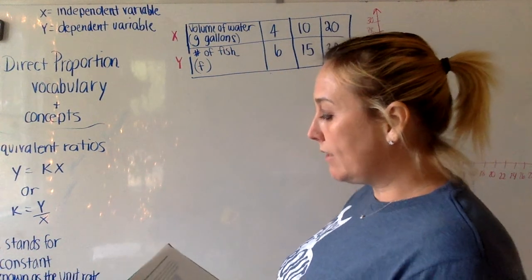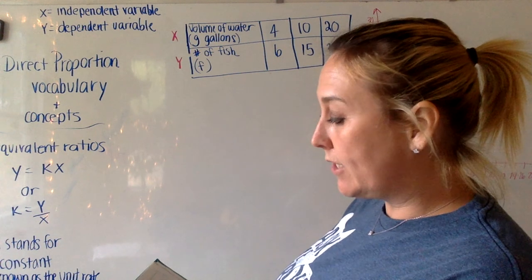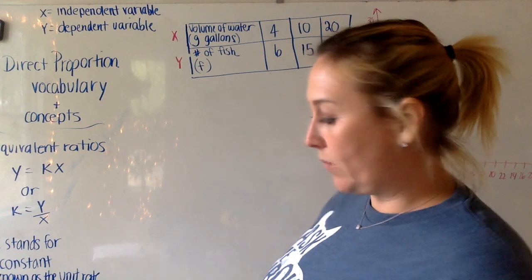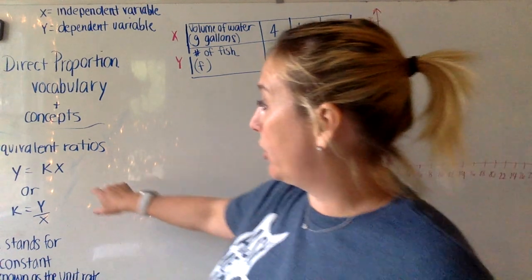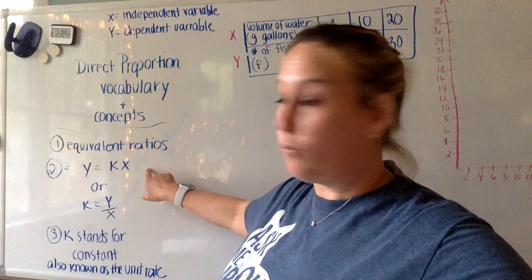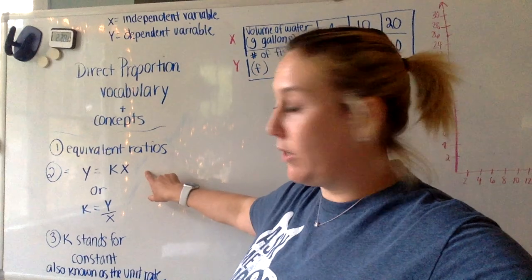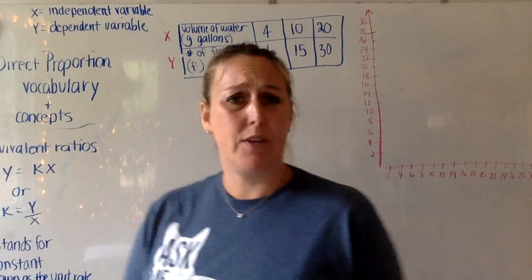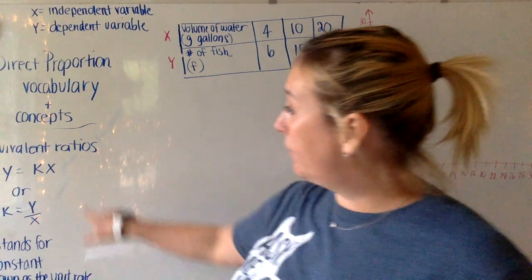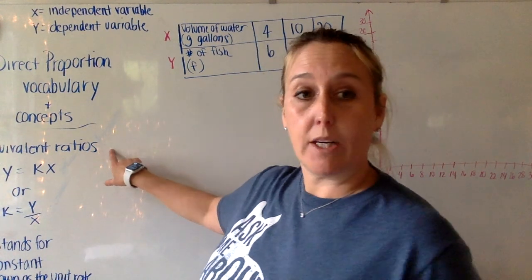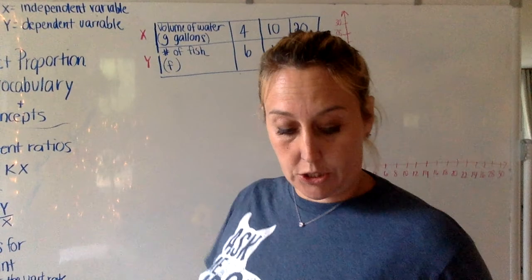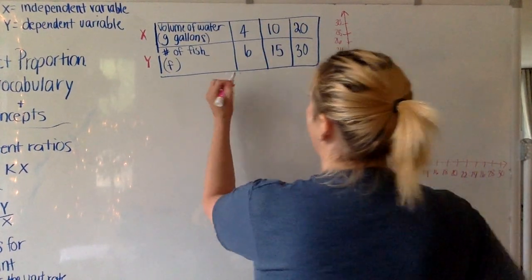So if it does, give the constant of proportionality, tell what it represents in this situation, and then write a direct proportion equation. And that's what we have here with y equals k times x. So how do we find out if it is a direct proportion? Well, the first way to check is finding out whether they are equivalent ratios.